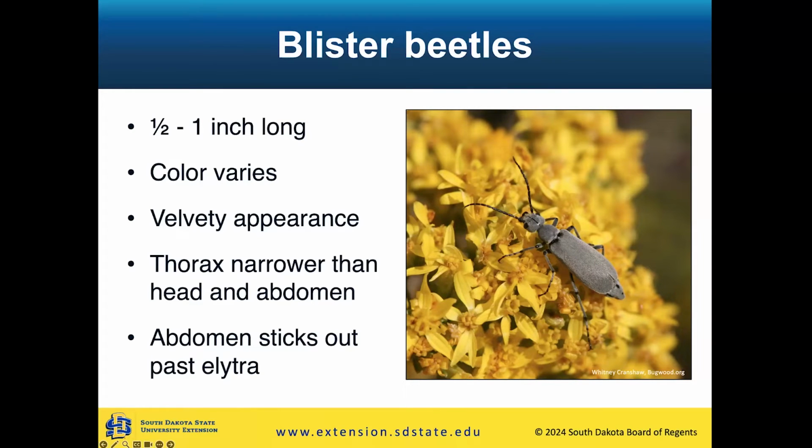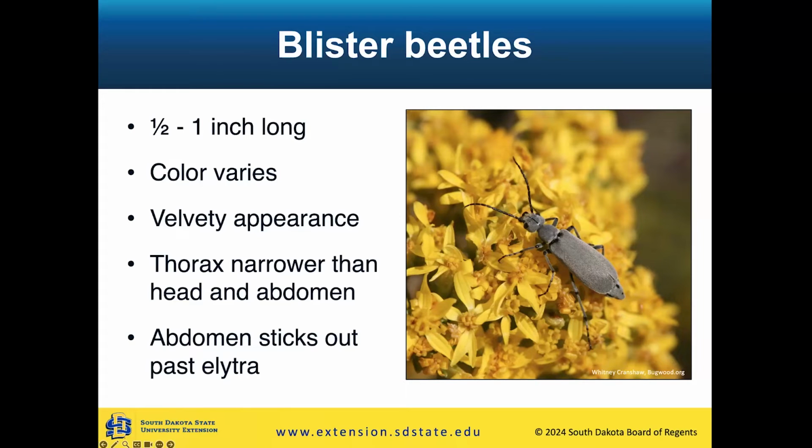There's some exceptions, but in general, they'll be in that size range. The color will be variable. It really depends on species. They're all going to have this velvety appearance, as you can see on this one here, kind of all these little hairs on the back.